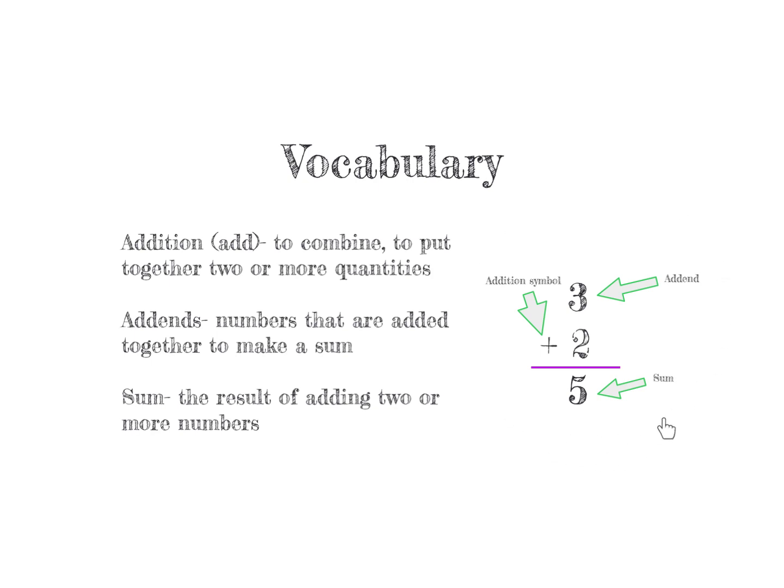Here, I have a sample question. Here is your addition symbol. Your add-ins would be 2 and 3. And then the sum, which is the answer, would be 5.